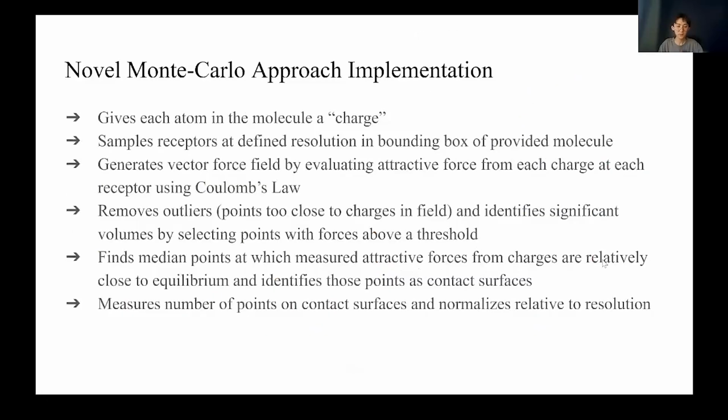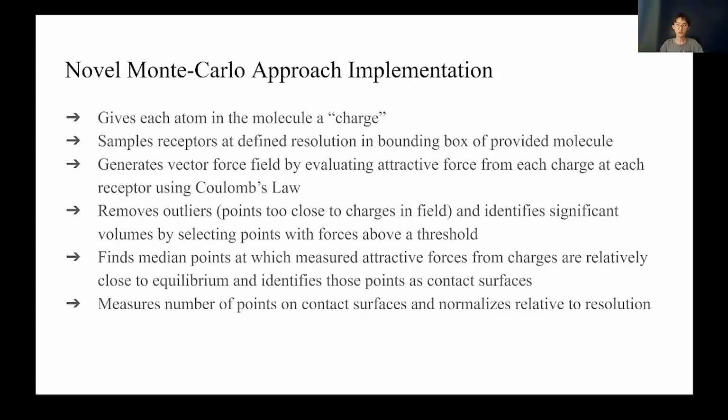So our implementation of this approach was to give each atom in the molecule a charge, which makes it effectively a charged particle, and to treat it like a physics problem more than a chemistry problem. So by using Coulomb's law, we can calculate the force, the effective force from each charged particle or atom in the molecule on a whole bunch of sampling points throughout the bounding box. And so then each sampling point ends up with some sum of forces, which is a direction and a magnitude.